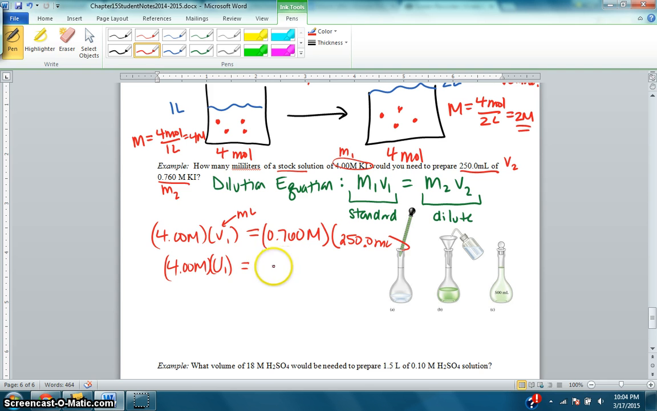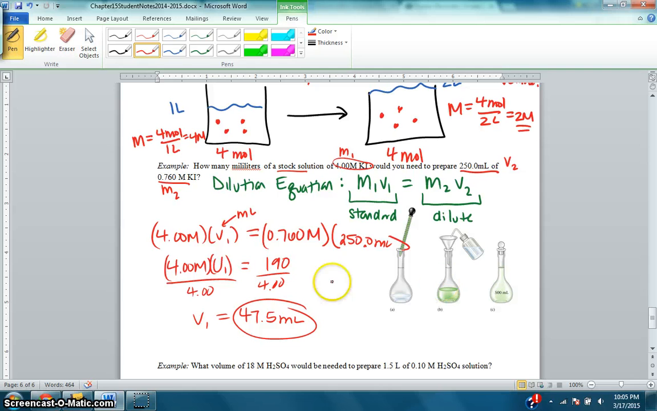And that gets me to an answer of 190. And because my variable's over here, I'm going to divide both sides by 4. So my V1 is going to equal 47.5 milliliters. So that's how much of my stock solution I would need to put into my flask to go ahead and dilute it down to the desired concentration.